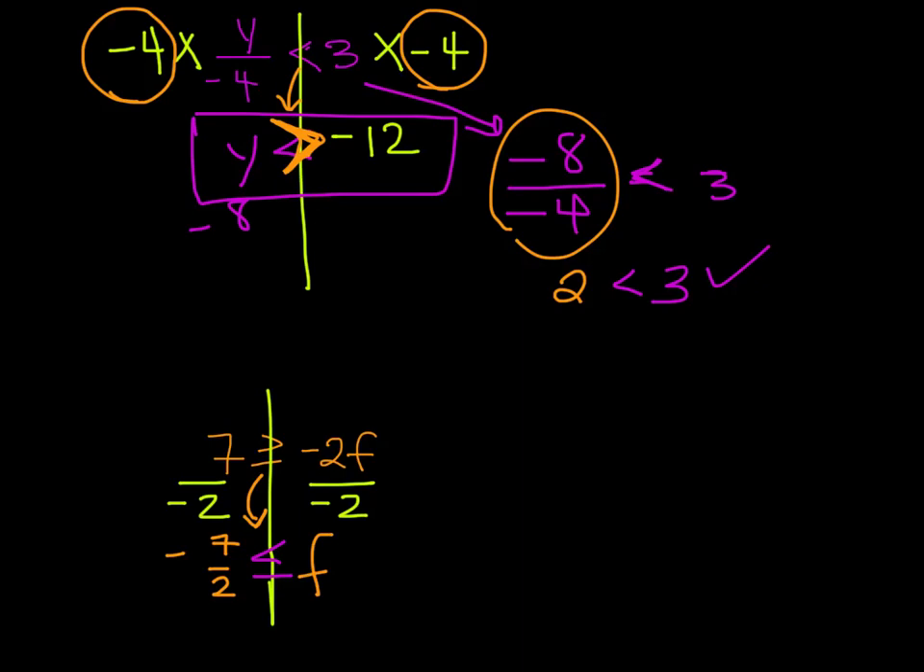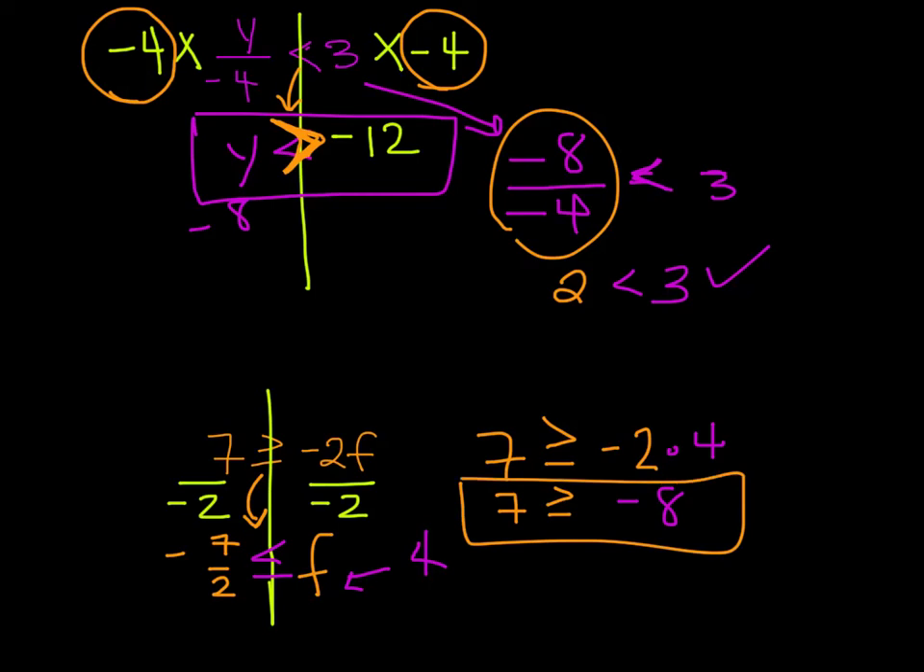So essentially, maybe let's try 4. That's greater than negative 7 halves. That's an easy one. It's obviously going to be greater because it's a positive number versus a negative number. So let's rewrite this. 7 is greater than or equal to negative 2 times 4. Negative 2 times 4, that gets us a negative 8. 7 is greater than or equal to negative 8. Yep, every time. So our final answer of negative 7/2 is less than or equal to f works.